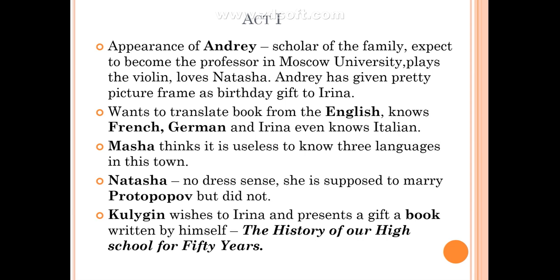And then we come to know another character, Kuligin, who is the teacher. He also comes to the Prozorov family to attend the birthday party of Irina, and he presents a gift. And what gift does he present to Irina? He presents a book written by himself. And what is the name of that book? The name of that book was The History of Our High School for 50 Years.